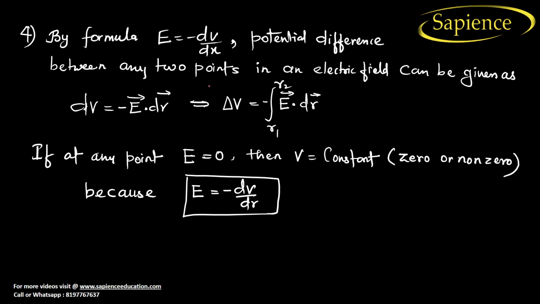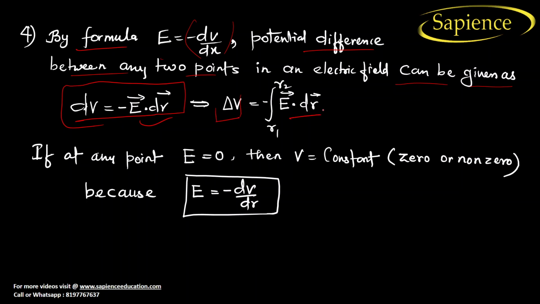Now, one important thing, why I'm telling you that you should remember this, is because I will use it in derivations further. By the formula E equals minus dV by dx, the potential difference between any two points in an electric field is given as dV equals minus E dot dr, or delta V equals minus integration of E dr. If at any point E is equal to 0, then V is a constant, right? Because E is equal to minus dV by dr. So E will be 0 means what?